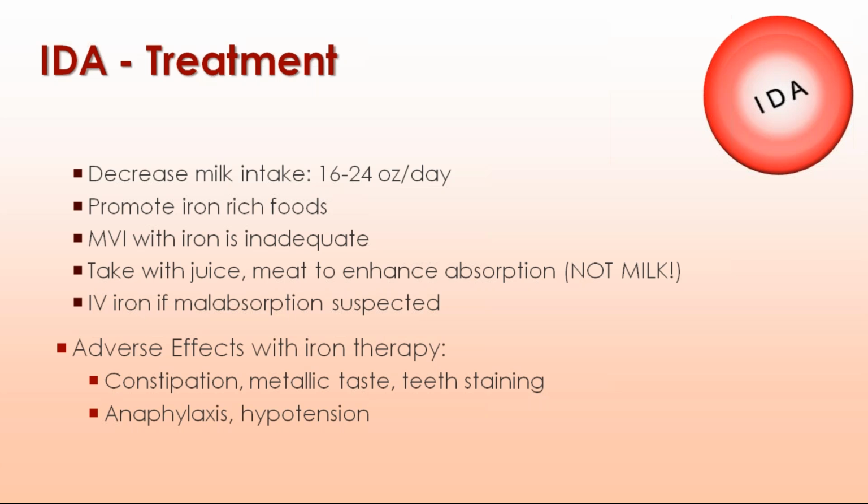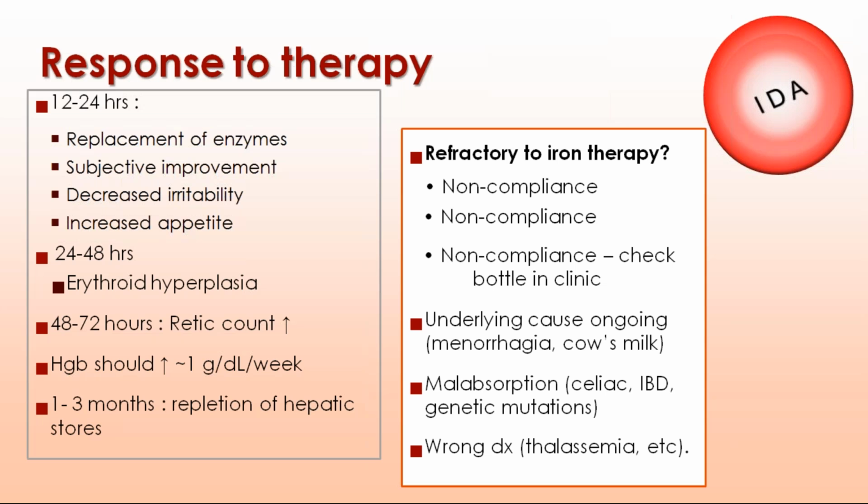What are the common adverse effects of iron? The commonest are constipation, a metallic taste in the mouth and teeth staining, especially with highly concentrated iron preparations; thick forms actually stain. It is transient. Very rarely there is anaphylaxis and hypotension. These are the common adverse effects of iron preparations. So how do you know whether your iron is working or not? That depends on this.